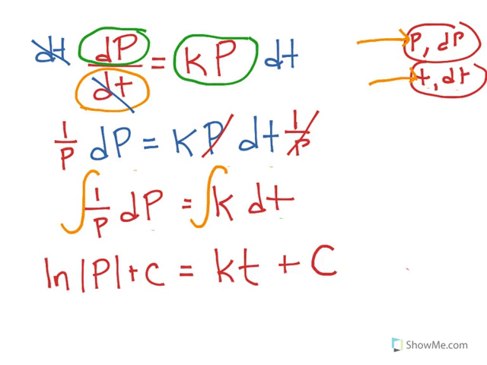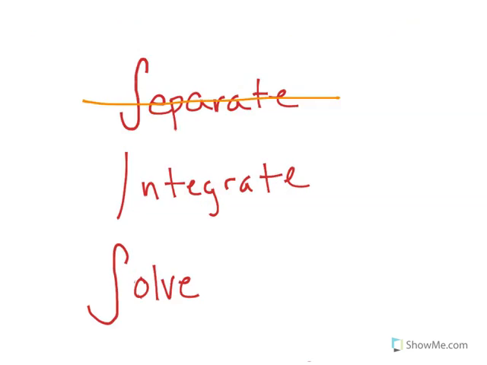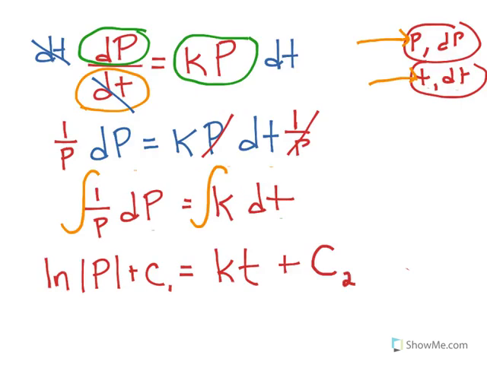Kt's always going to show up, so always remember you're going to see kt. There's a constant on the left side and a constant on the right side. They're not the same constant. They may be different, so I'm going to call this one C1, and I'm going to call this one C2. I've now separated, I've now integrated, and now I'm going to solve to get a relationship with P based on T. So I've got to solve this equation.